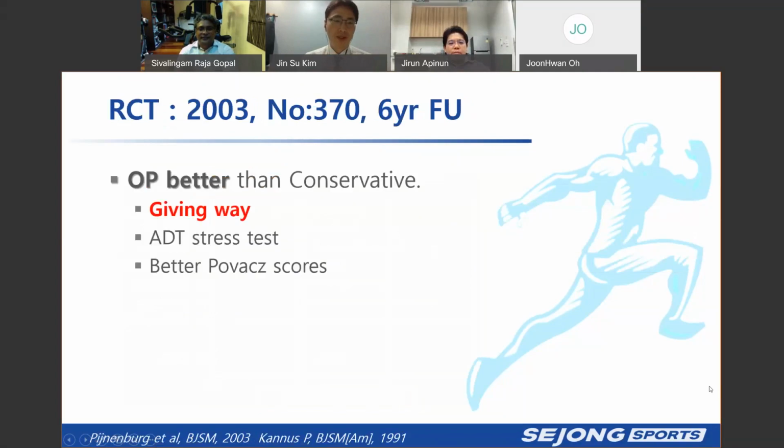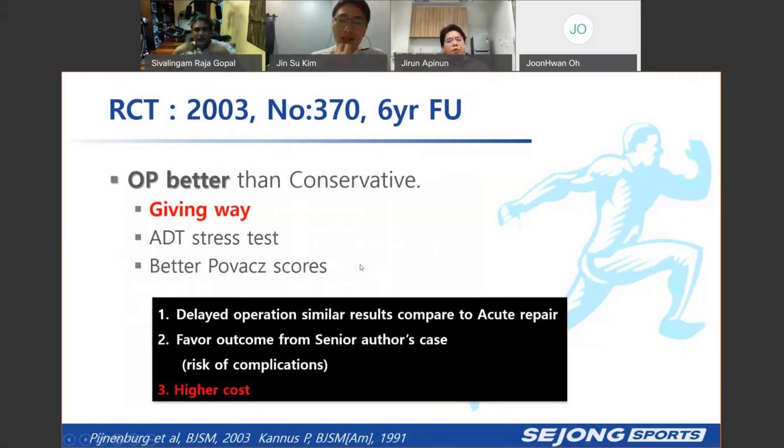And this is the randomized controlled study. The operation is better than conservative treatment in giveaway, drawer tests, and some functional scores. Delayed operation showed a similar result compared to acute repair, and favorable outcomes from surgery carry the risk of complication, and the operation needs higher cost.